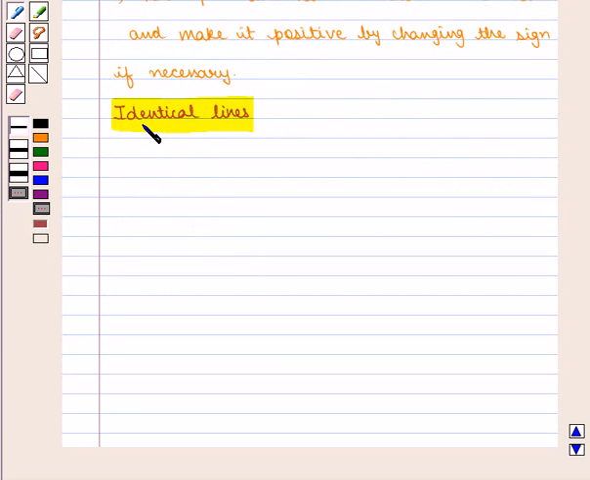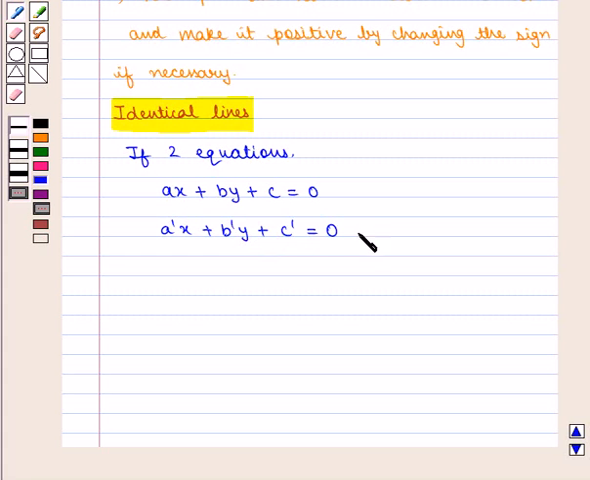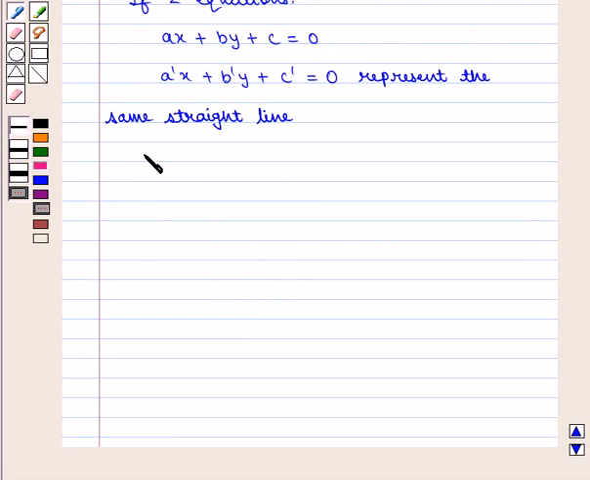Now we shall discuss the property of the identical lines. If two equations, that is ax plus by plus c is equal to 0 and a dash x plus b dash y plus c dash is equal to 0 represent the same straight line, then the ratio of the coefficients of x, that is a upon a dash, is equal to the ratio of the coefficients of y, that is b upon b dash, is equal to the ratio of the constant terms, that is c upon c dash.